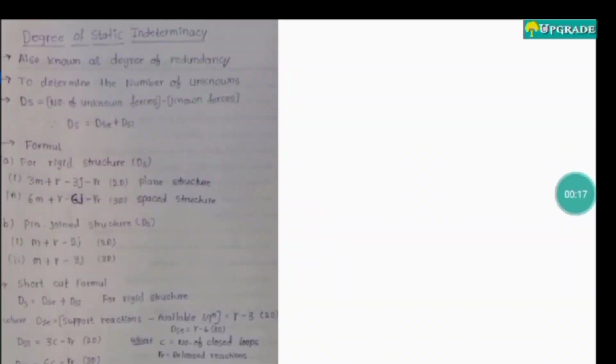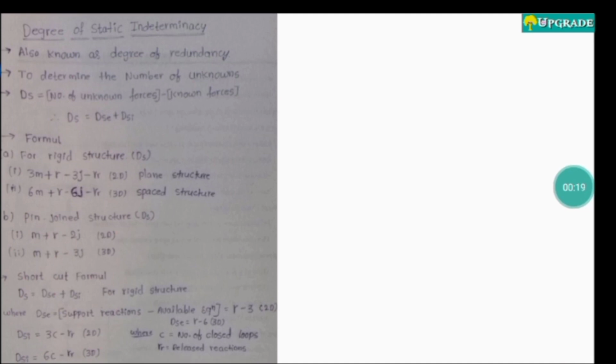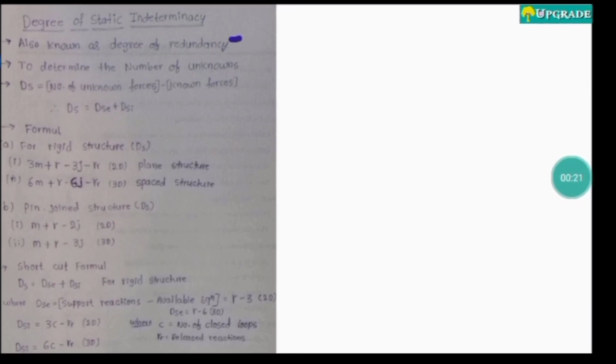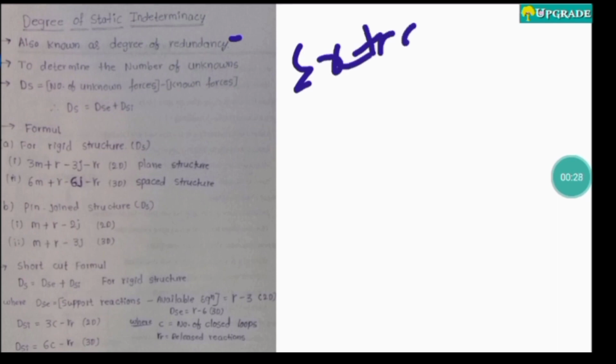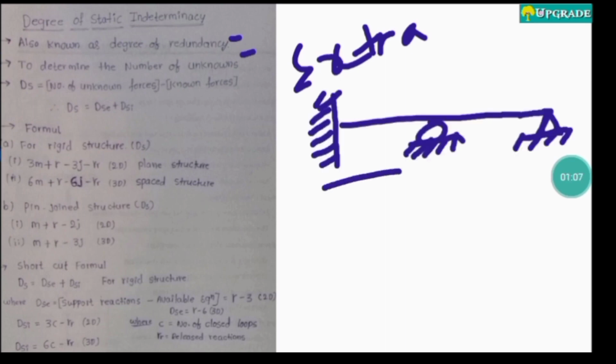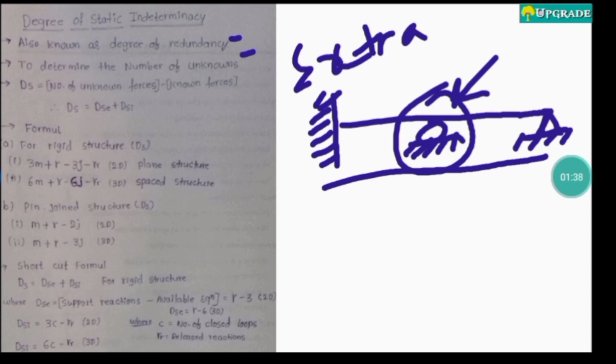Degree of static indeterminacy is also known as the degree of redundancy. The word redundancy means extra or not needed. This is used to determine the number of unknown forces in a structure. For example, let this be a propped cantilever beam, and this extra support is called redundant. Basically we don't need this support, so that's why it is considered redundant. So that is the extra unknown redundant.